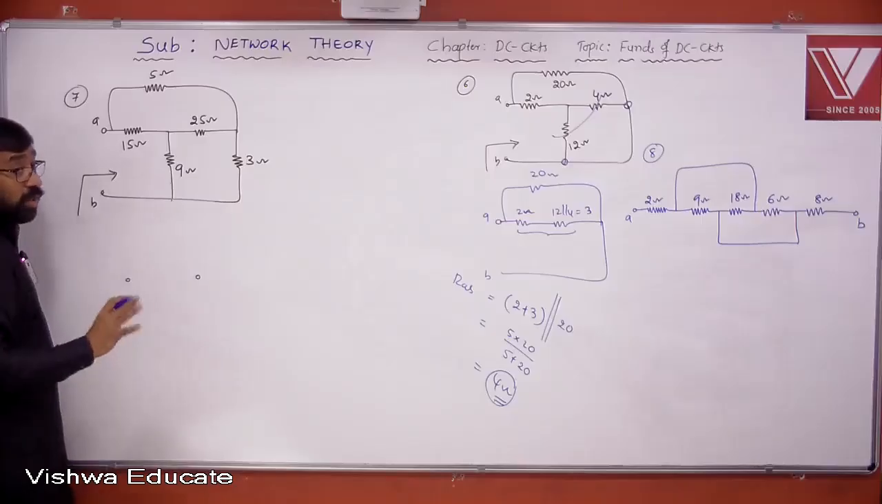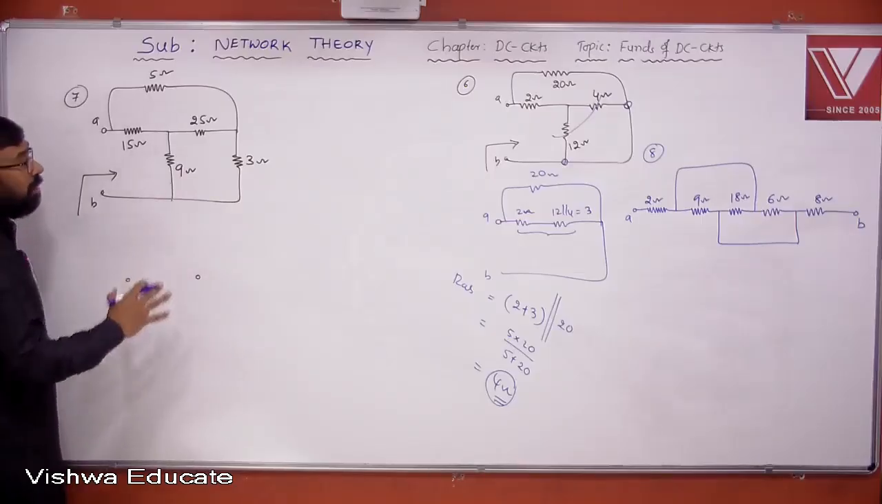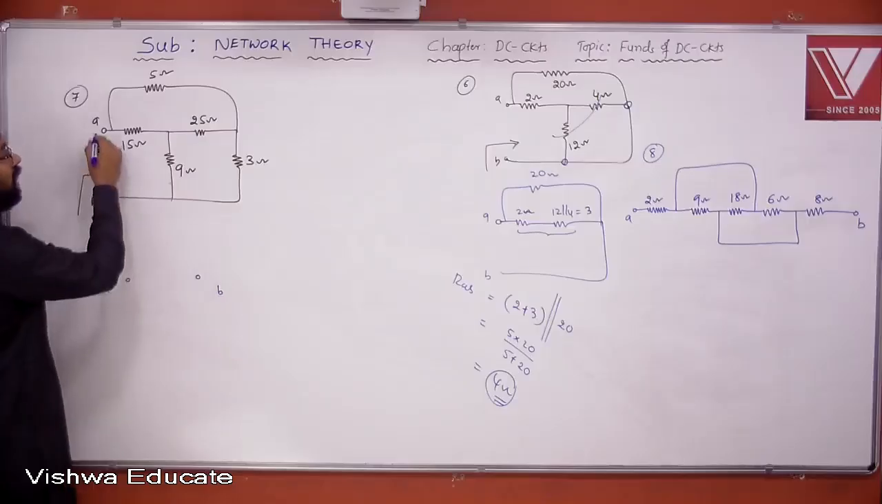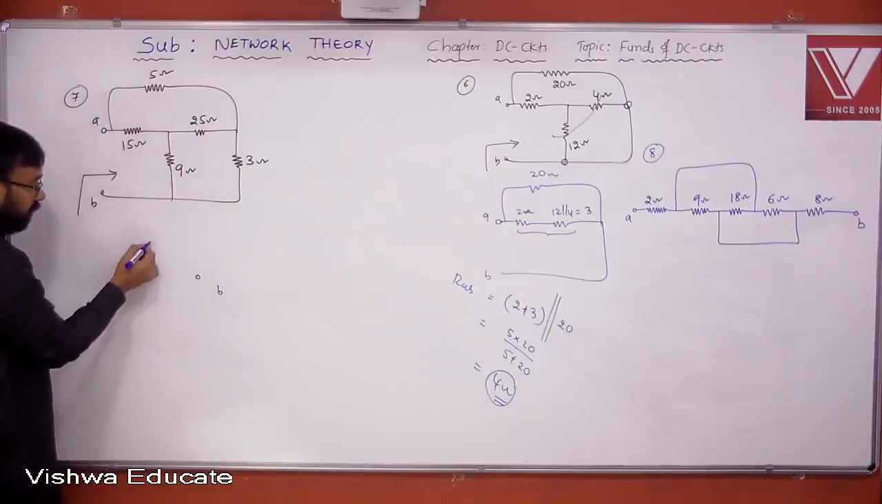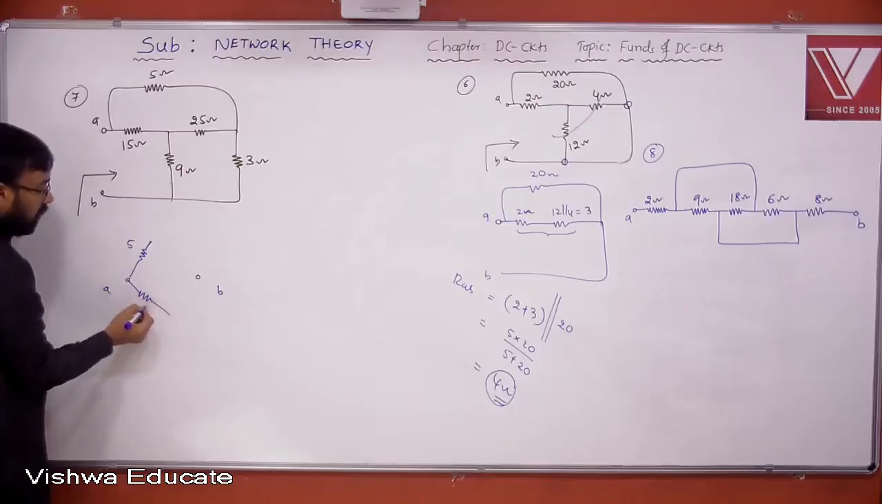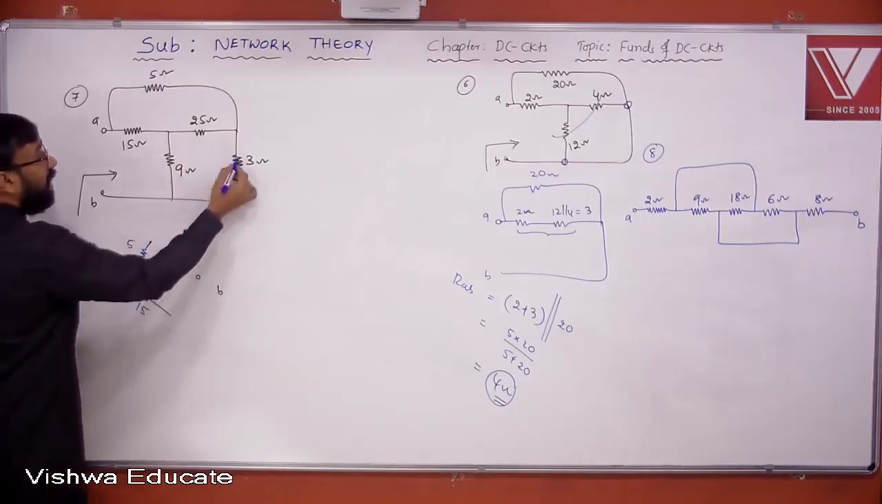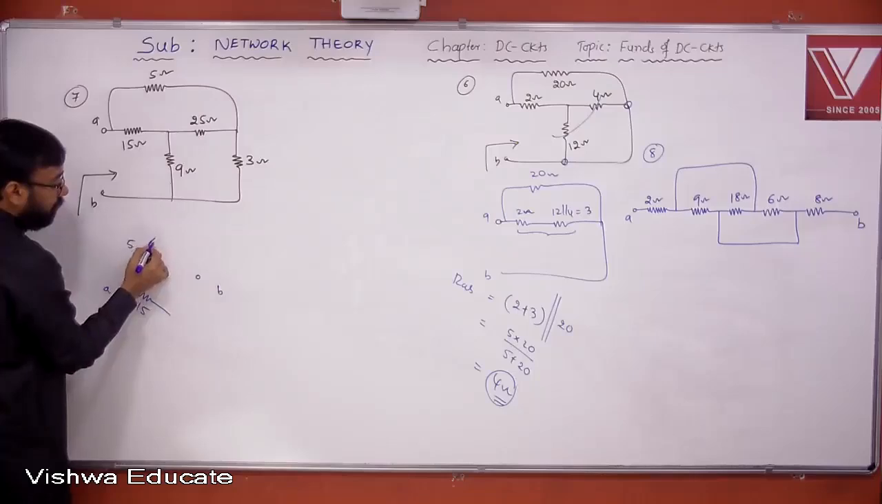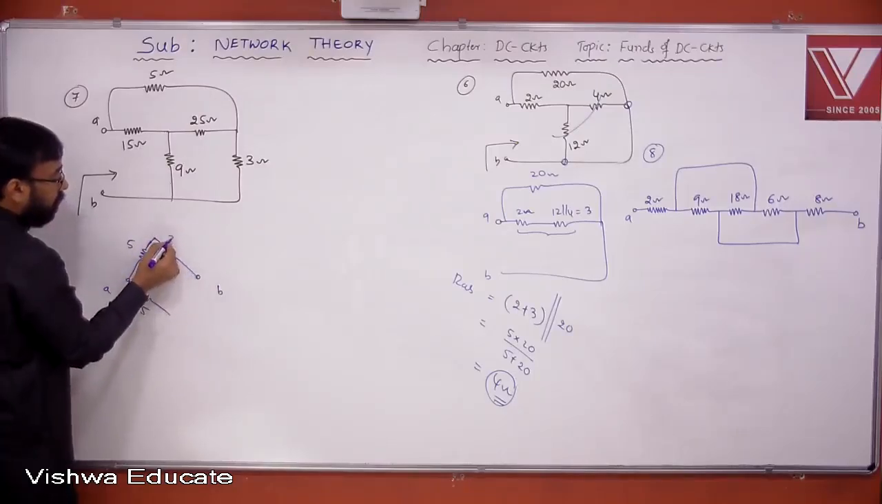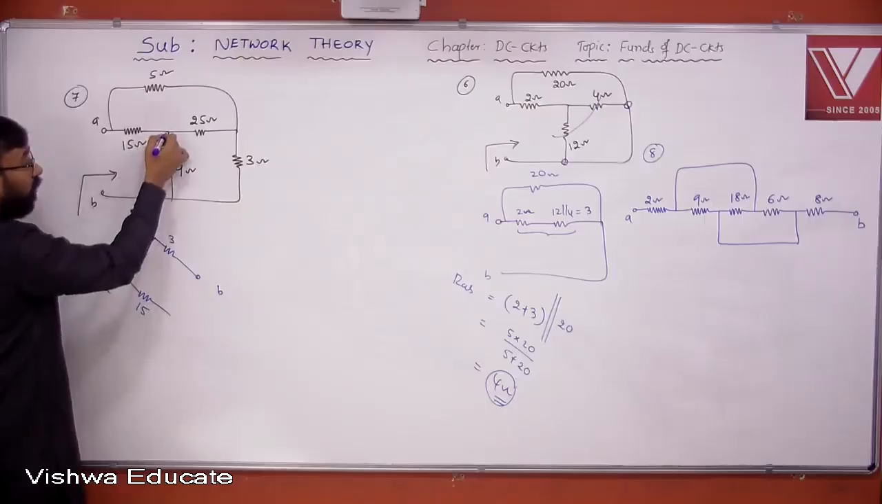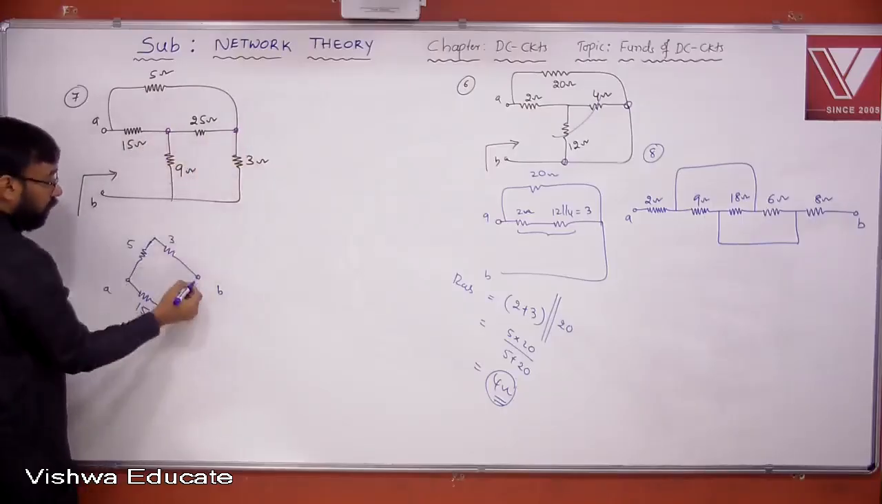Once you understand, you cannot redraw in the exam because you have to save the time. This is A, this is B. At A, what are the elements connected? 5 and 15. This is 5. This is 15. At B, what are the elements connected? 3 and 9. But 3 is connected to 5. 9 is connected to 15. Yes or no? 9 is connected to 15 here.